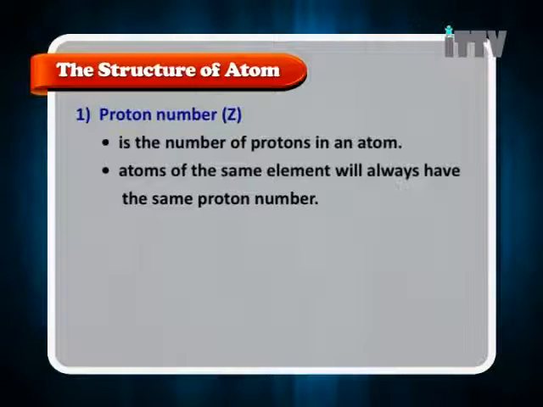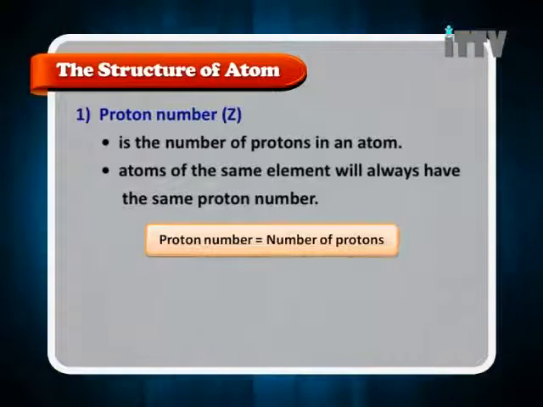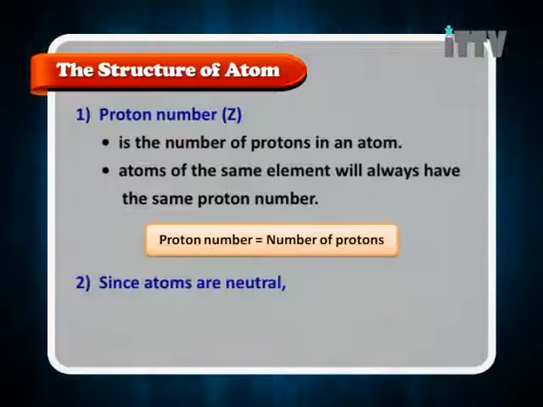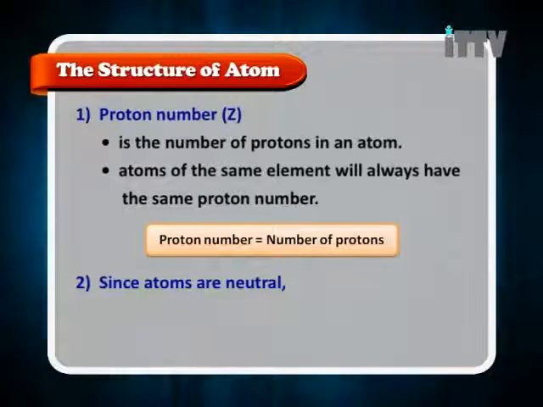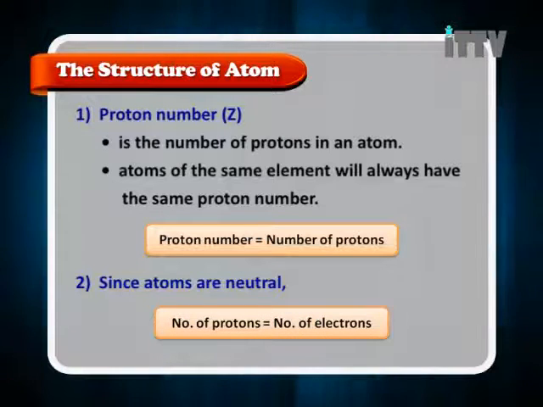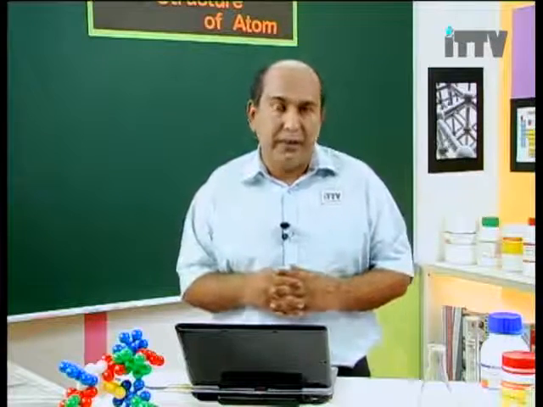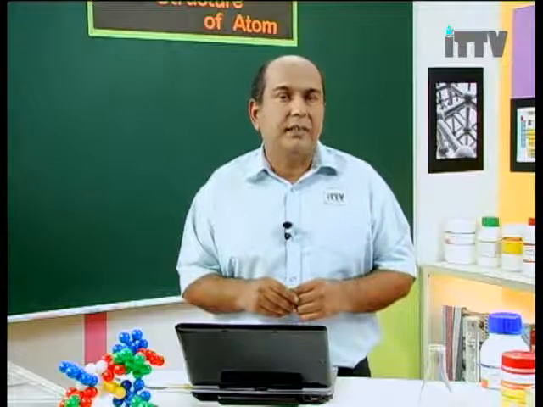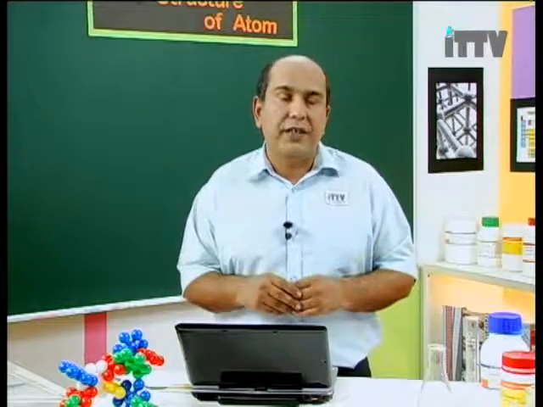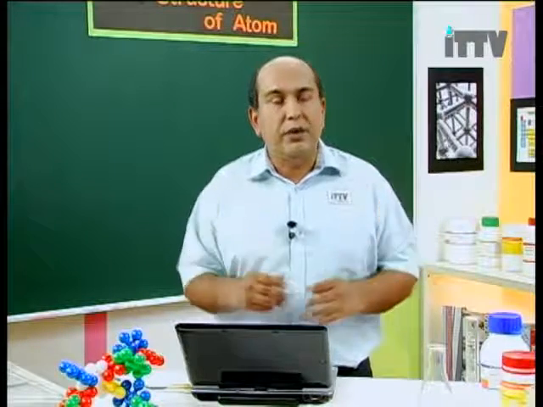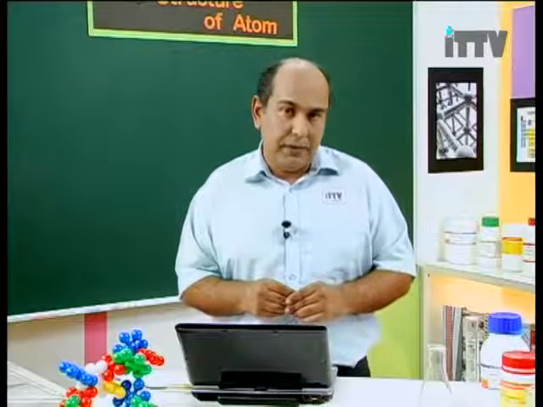Atoms of the same element will always have the same proton number. Proton number equals number of protons. Since atoms are neutral, number of protons equals number of electrons. So remember this, the proton number, which is a very useful tool to a chemist because as you will see later, it helps us identify the location of an element in the periodic table, is basically the number of protons in the nucleus of an atom of an element.